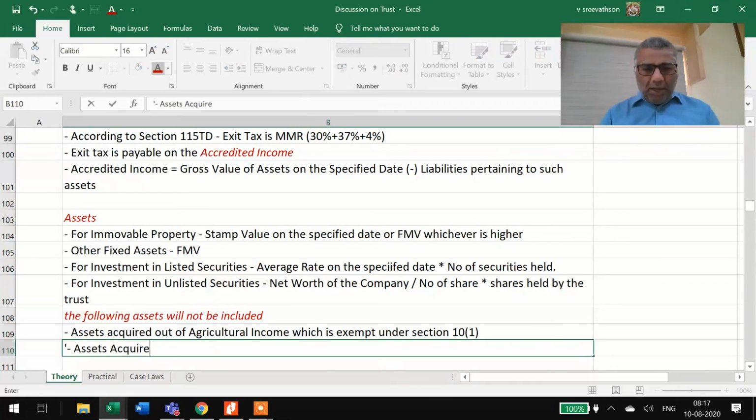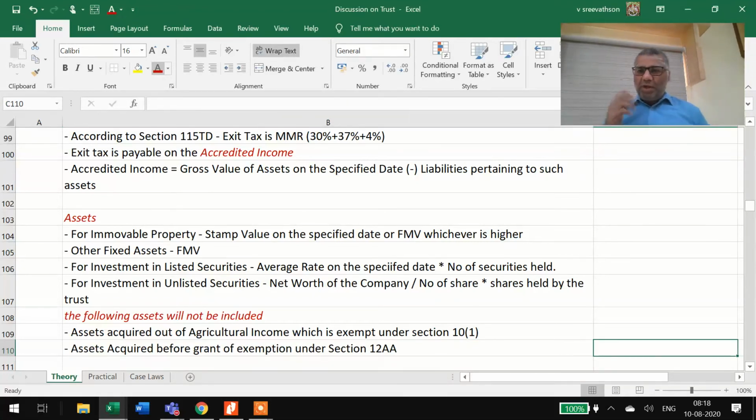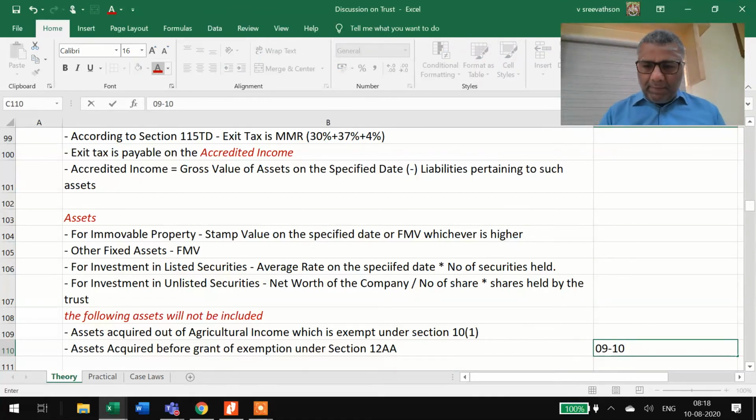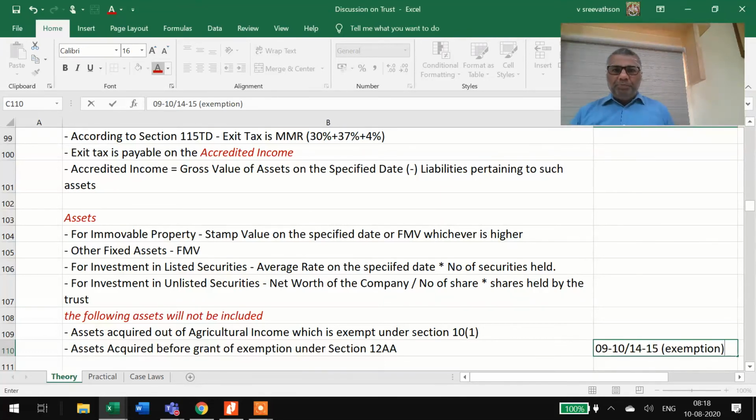Assets acquired before grant of exemption under section 12AA. Suppose friends, I started the trust in 2009-10, whereas I get the exemption only from, let us take 14-15 onwards. Any asset acquired between 9-10 to 14-15 is out of the taxable income only. They would have paid the tax and then only got the asset. So, any asset acquired before the grant of exemption should be excluded.